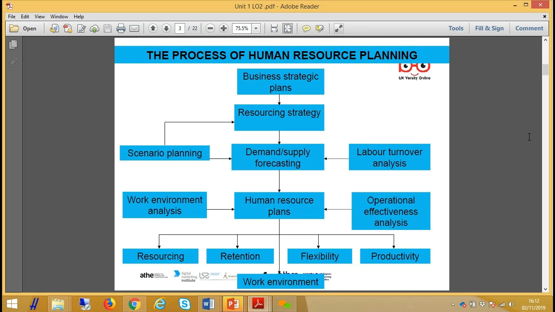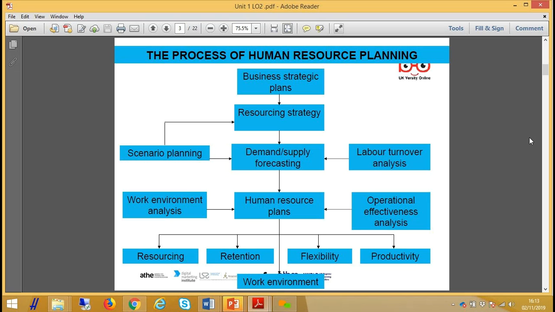One around recruitment and resourcing, another one around retention, another one around flexibility and redeployment of workers, work productivity and scheduling, things like that, right? And it may have some softer issues like planning to improve the work environment, the organizational culture and climate, employee attitudes and employee behavior, things like that, the softer aspects of planning, right?